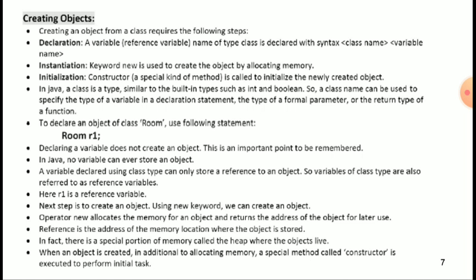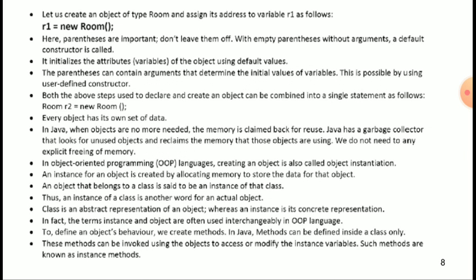When an object is created, in addition to allocating memory, a special method called a constructor is executed to perform initialization tasks. Next, let us create an object of type Room and assign its address to variable r1 as follows: r1 = new Room(). Here parentheses are important. Don't leave them off. With empty parentheses, without arguments, a default constructor is called.